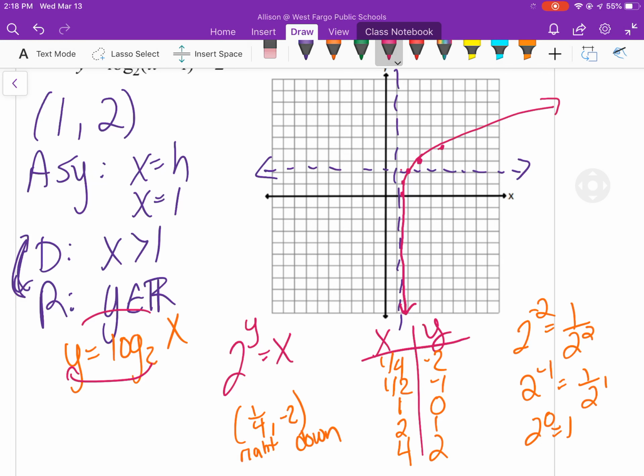And then these are the components that you need: the asymptote, the domain, the range, and then your graph.